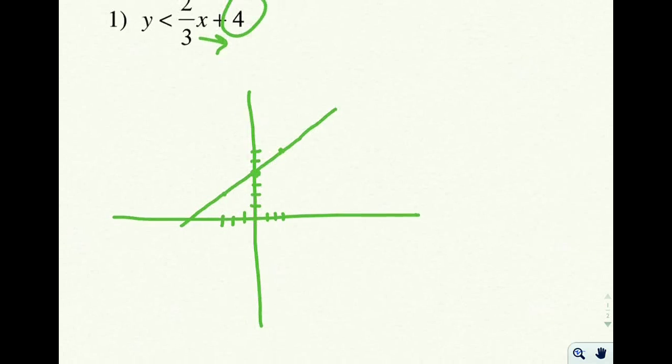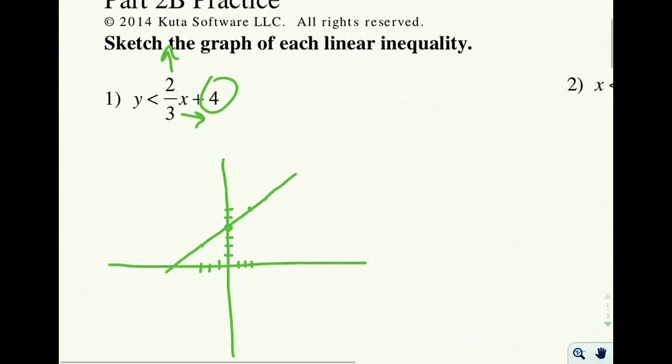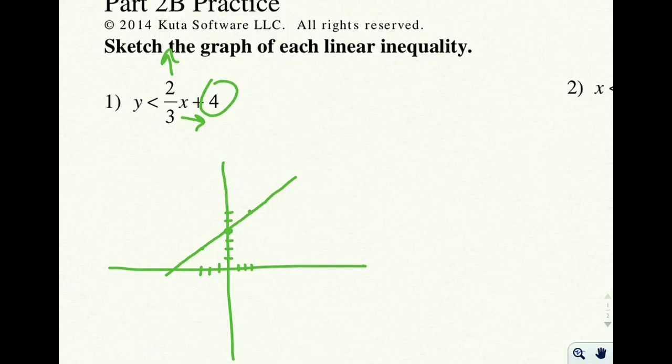Now, when I draw that line, that would be as if it was y equals. I now have to go back to my equation and say, what does that symbol tell me? First of all, it tells me that y is less than this line. So y is smaller than that line. So I need to shade below the line. So that's the first thing.